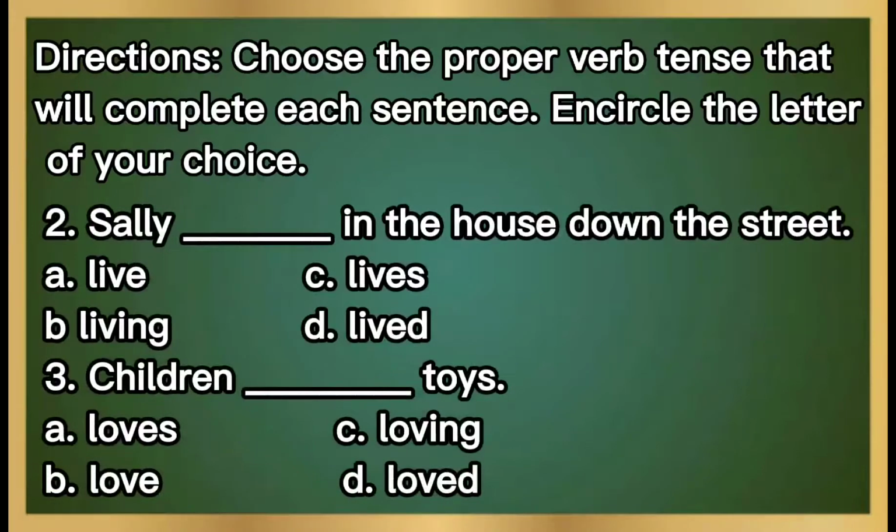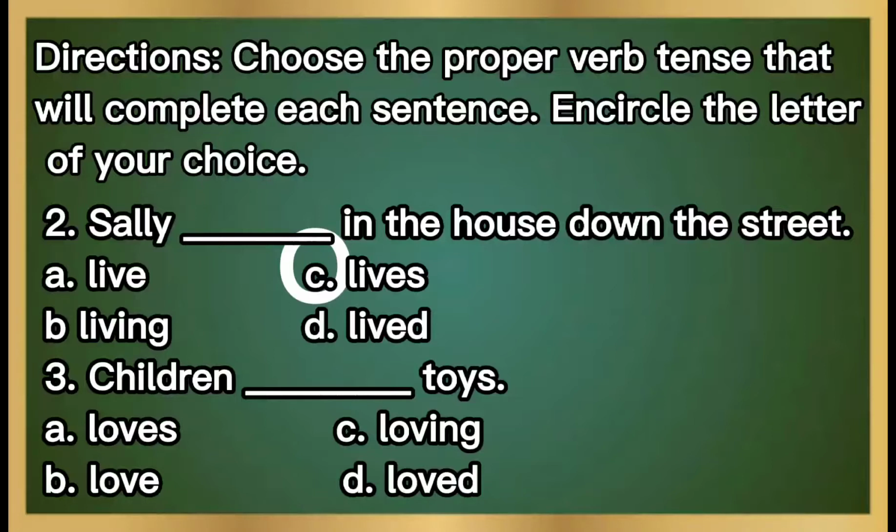Number 2, Sally blank in the house down the street. Since Sally is only one, we will be adding S to the verb. That is why the answer is letter C, lives.